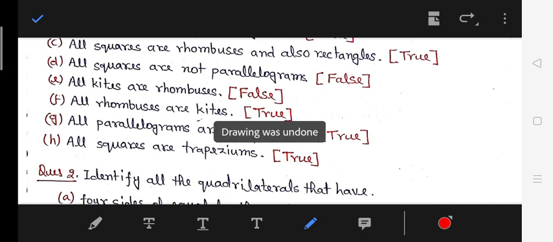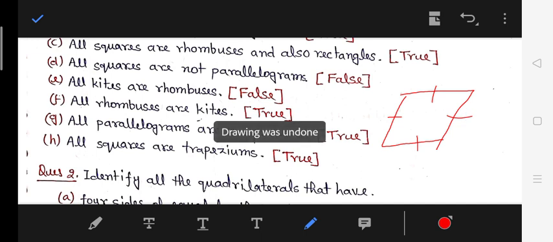Now next, all rhombuses are kite. So students, if you are going to draw a rhombus it will be like that. If I am going to draw a rough diagram, suppose that here it is a rhombus. In the rhombus all the four sides are equal. Again I am going to draw it. It will be like this. Suppose that here it is a rhombus. In the rhombus all the sides are equal. It means all these four sides will be equal.